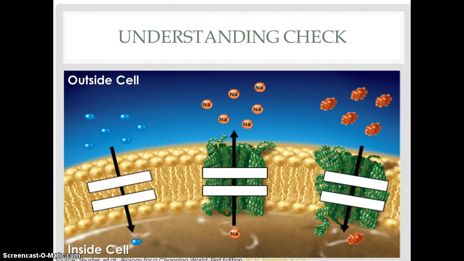Now let's refer to the understanding check on your handout. Now we will check the understanding of the cell transport mechanism. The blue molecules have a higher concentration on the outside of the cell than the inside of the cell. The arrow indicates that the molecules are moving down their concentration gradient from an area of high concentration to an area of low concentration. Therefore, this model represents passive transport. More specifically, it represents diffusion, and no energy is required here.